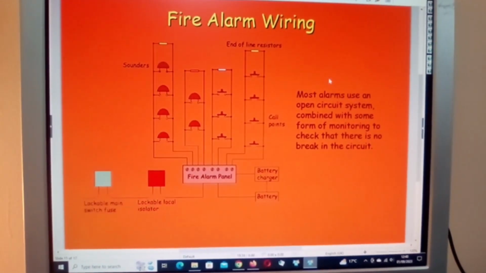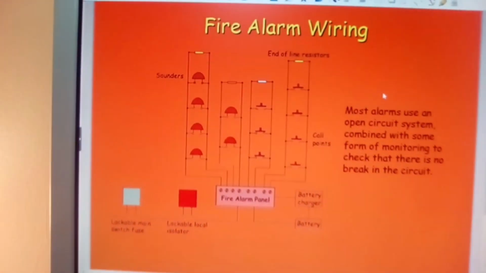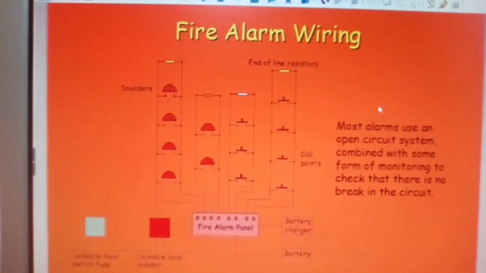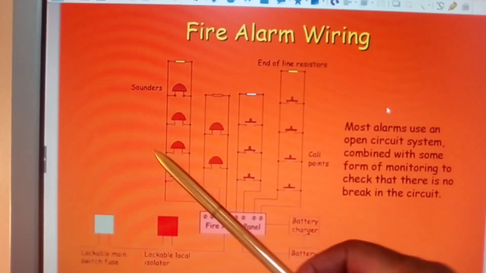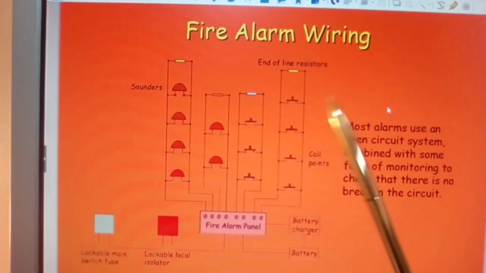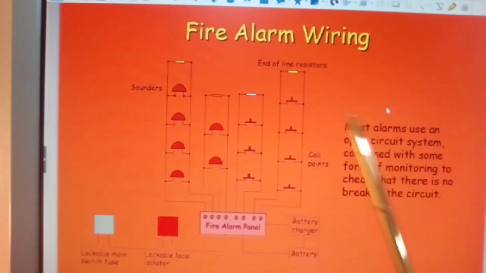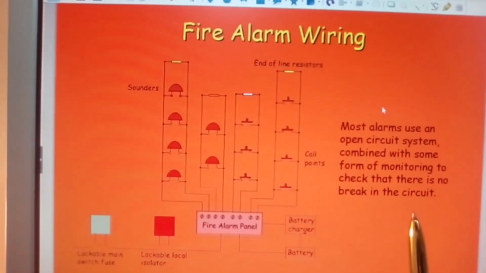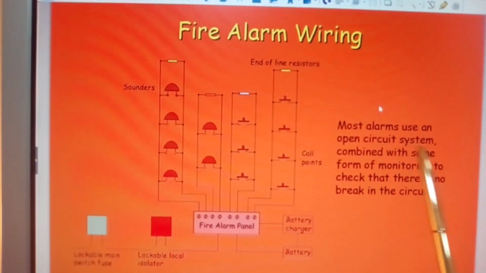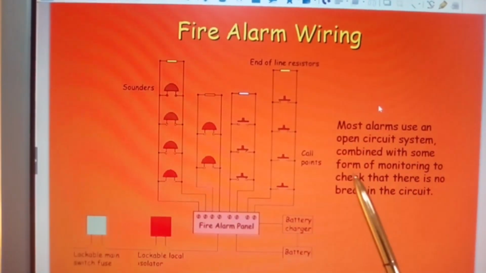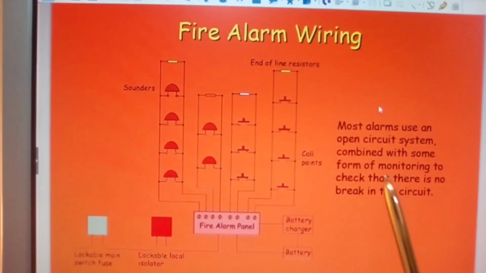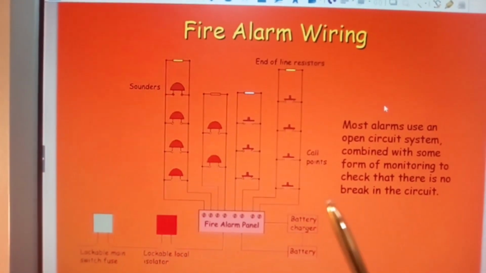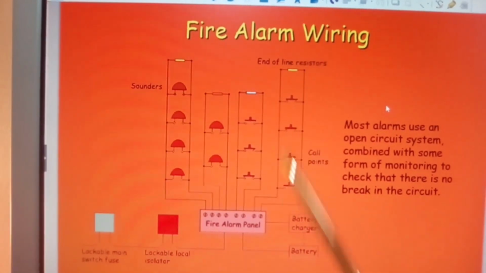Fire alarm wiring. I'm going to make sure that we can see everything here. Fire alarm wiring, you can see sounders, you can see your trigger points, end of line resistors. Most alarms use an open circuit system combined with some form of monitoring to check that there is no break in the circuit. These are your call points.